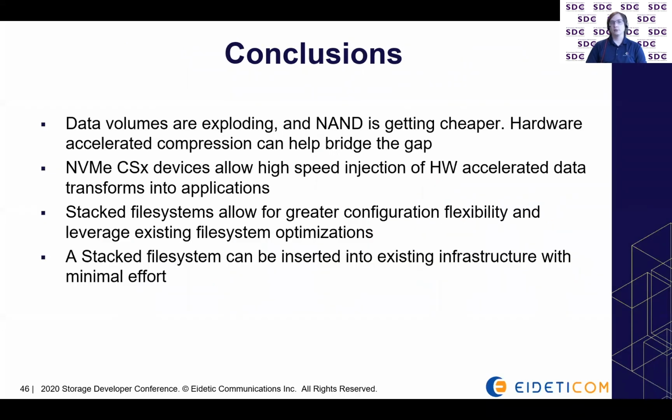So, in conclusion, as data volumes explode and NAND gets cheaper, but still not quite as cheap as hard drives, we need hardware acceleration to bridge this gap, pushing more data onto these high-speed devices. NVMe-based computational storage devices allow for high-speed injection of hardware-accelerated transforms into applications. Stacked file systems allow this integration into existing infrastructure and allow you to leverage any optimizations that have been done on this infrastructure.